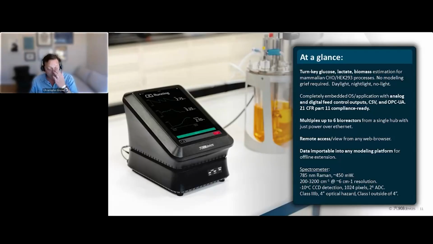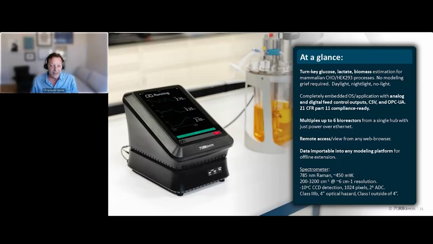Provides data and outputs via CSV or OPC UA, and it really is built to be 21 CFR Part 11 compliance ready. So you have full support for usernames, password restrictions, account logging, and audit trails supported on the device. The other exciting attribute for Maverick is that you can multiplex up to 6 bioreactors from a single hub. So the top tilted unit we call the hub, and that hub supports talking to up to 6 measurement modules.